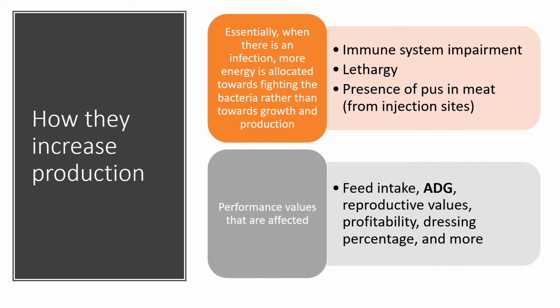And also, some of the performance values that are affected are feed intake, because they're lethargic, they don't want to eat, they don't feel good, and a direct result of that is they have lower average daily gain. Your reproductive values are lower, especially if it's metritis. That's an inflammation or infection within the uterus. Your profitability is reduced, your dressing percentage is reduced, and more.